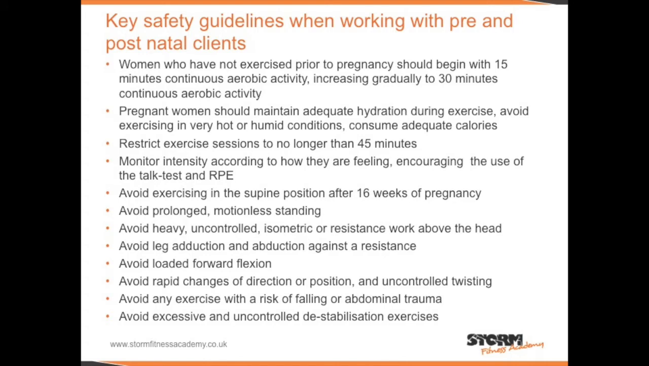Women who have not exercised prior to pregnancy should begin with just 15 minutes continuous aerobic activity, increasing gradually to 30 minutes continuous aerobic activity over time. Pregnant women should maintain adequate hydration during exercise, avoid exercising in very hot and humid conditions, and consume adequate calories. They should restrict exercise sessions to no longer than 45 minutes. Monitor intensity according to how they are feeling, encouraging the use of the talk test and RPE.